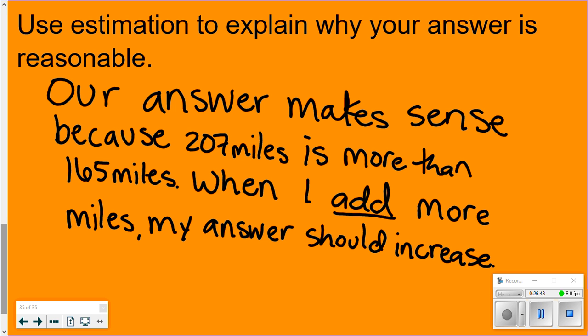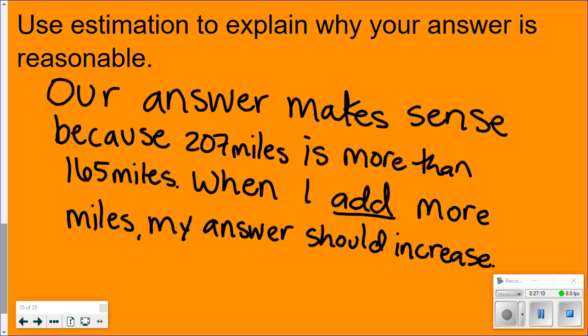So when you see tomorrow on your test, explain why your answer makes sense, this is the kind of thing I'm looking for. So you told me, it makes sense because my answer got bigger, and it got bigger because I'm adding, and when I'm adding, my answer should increase.